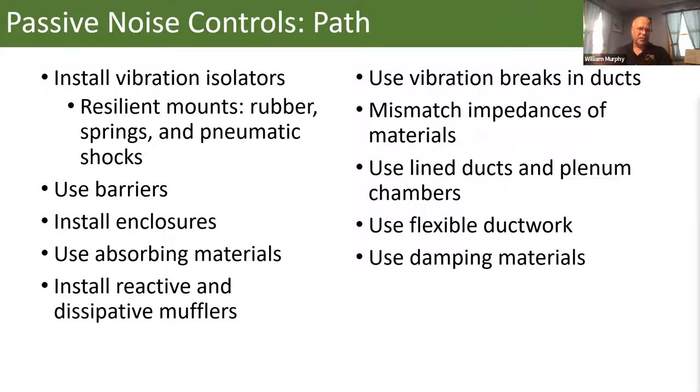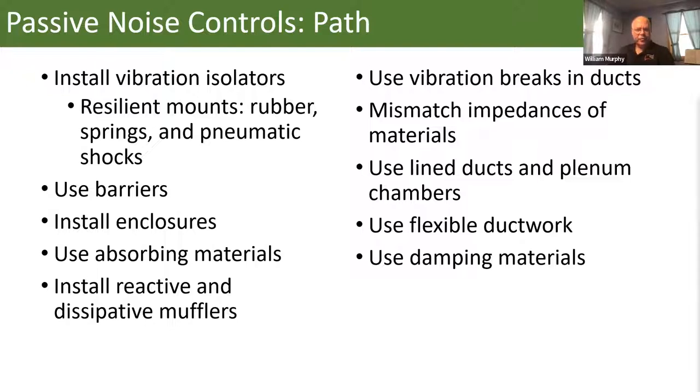You can put in resilient mounts, rubber springs, pneumatic shocks and such that will reduce the vibration and reduce the transmission between different locations. There are barriers that can be used. I have an example or two coming up of how you can use barriers. You can put enclosures in, you can use absorptive materials in, for instance, firing ranges. Different kinds of mufflers. We'll talk about that in just a moment.